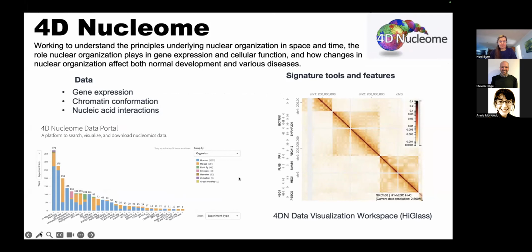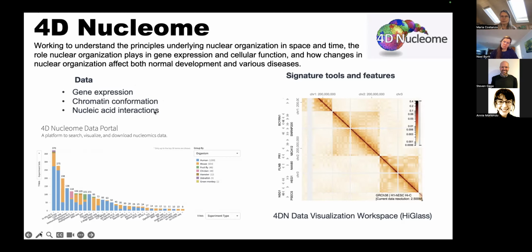So I'll start with 4D Nucleome. This is an organization that is looking at nuclear organization, the organization of nucleic acids in the nucleus in space and time. So it's not only three-dimensional contacts, it adds the dimensions of time and space. They have many data types, which pretty much boil down to gene expression, chromatin conformation, and nucleic acid interactions. They are also looking at RNA interactions besides DNA interactions.